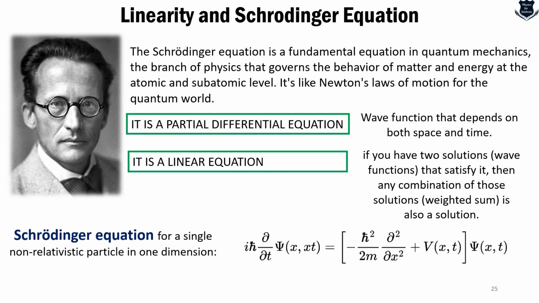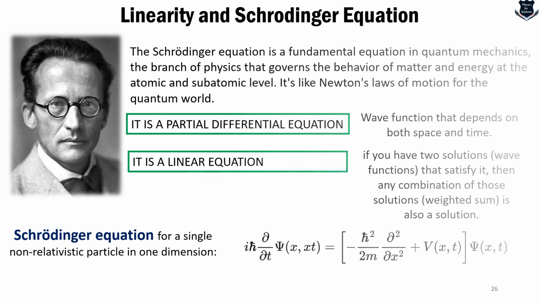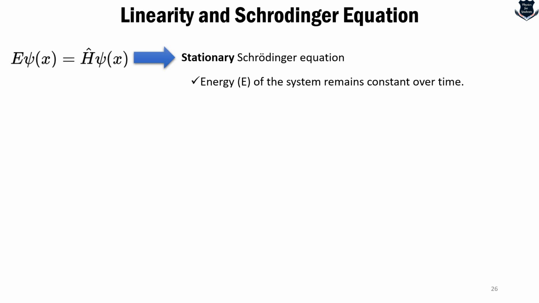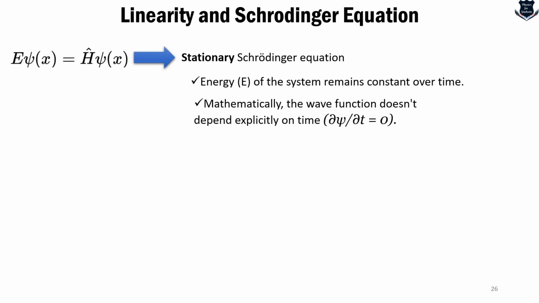So if we take the Schrodinger equation for a single non-relativistic particle in one dimension, it looks like this. But hold on, we are not going to look into this complex equation. I'm going to make things simple. This is the stationary Schrodinger equation. Why have I taken a stationary equation? Because, number one, the energy of the system remains constant, and mathematically the wave function does not depend on time. That is, del psi by del t will be equal to 0. It will be easier to calculate.